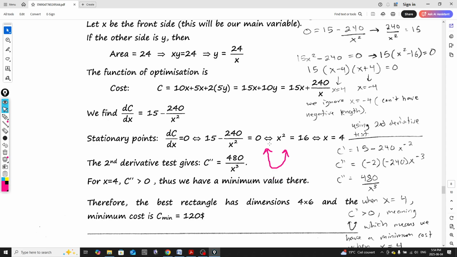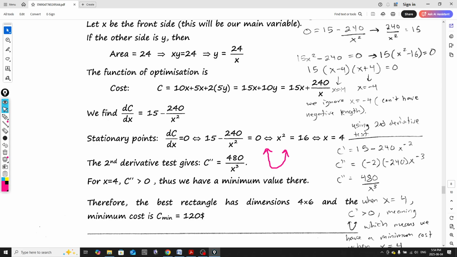The way that this happens is by, first of all, getting the second derivative. That means I'm going to bring down the negative 2. Negative 2 times negative 240 is a positive 480, and that's x to the power of negative 3, so that's 480 over x cubed. Then I'm going to check at x equals 4, which I know is a stationary point.